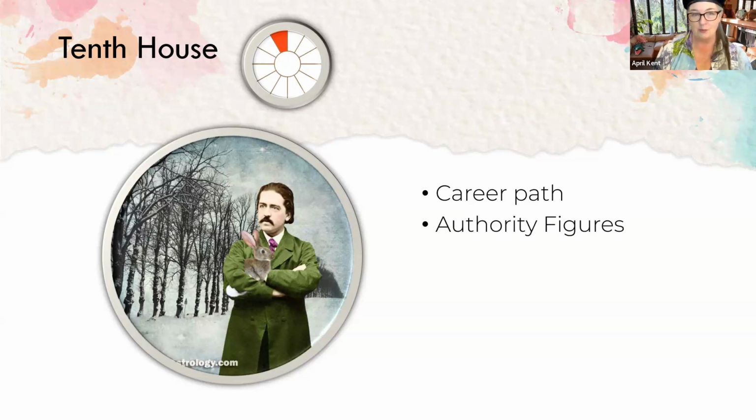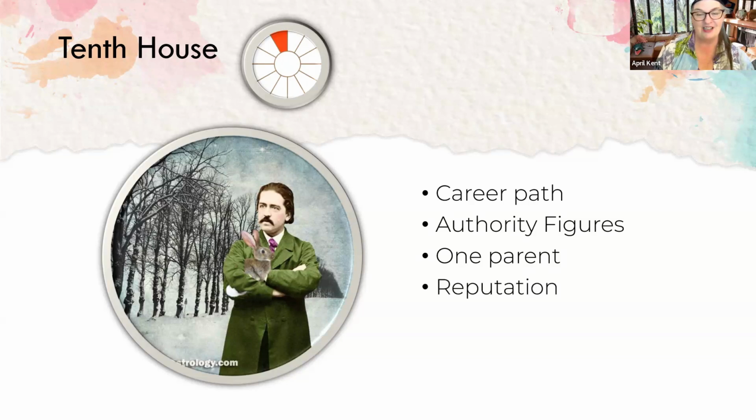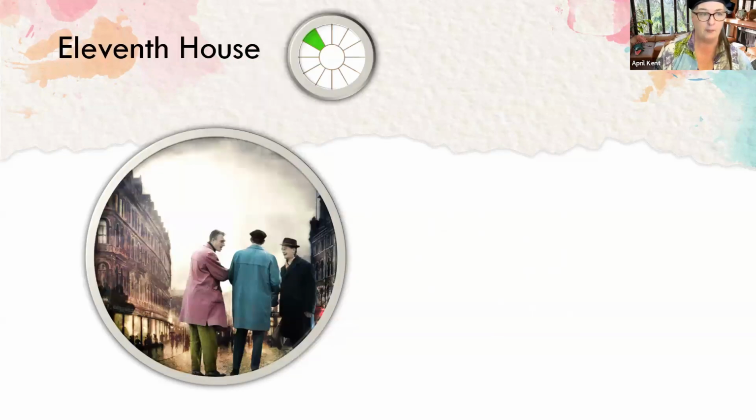Authority figures are represented by the 10th house. If somebody's having an issue with their boss, that's where I'm going to look. One parent, the parent that's not in the 4th house, is represented by the 10th house. Your reputation and any recognition you hope to achieve.